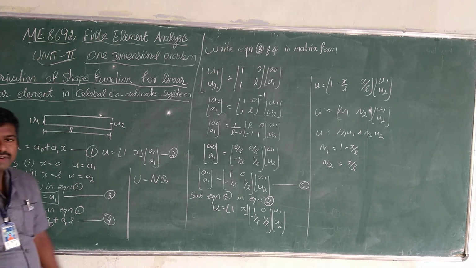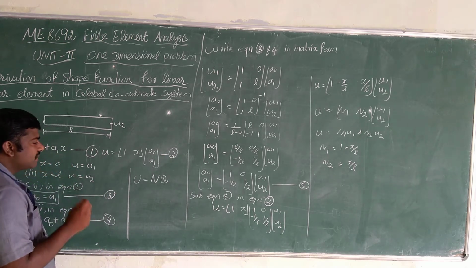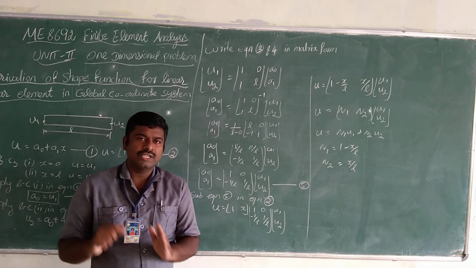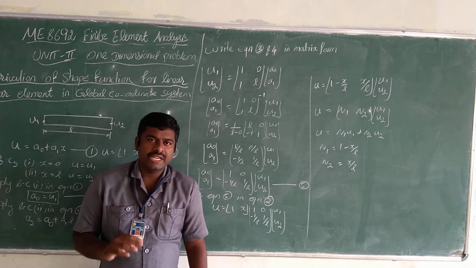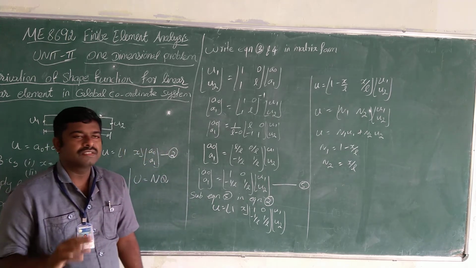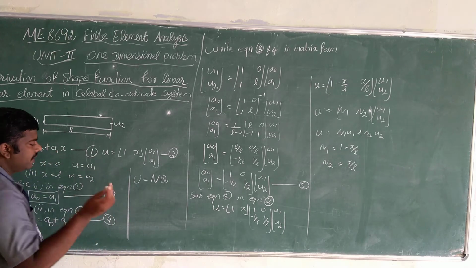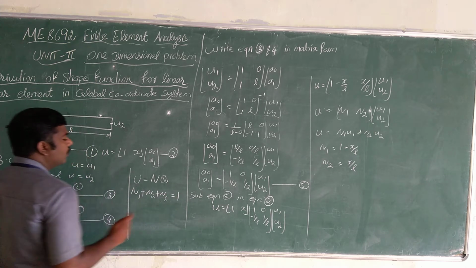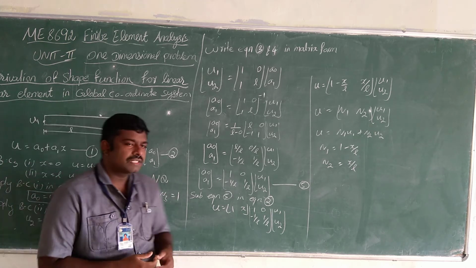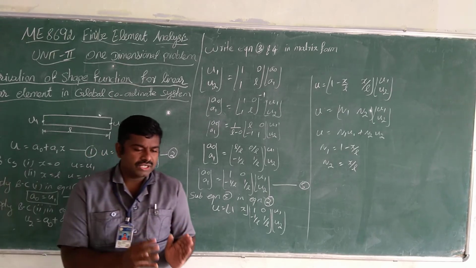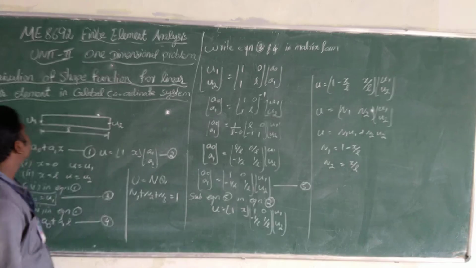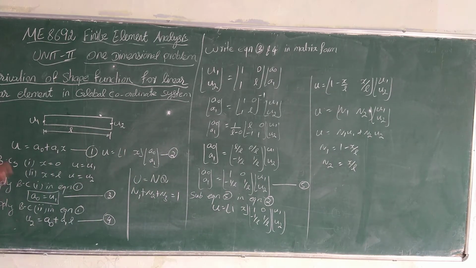The characteristics of shape functions are: the shape function has the value of unity at its own node and 0 at the other nodes. The sum of the values of the shape functions of an element is equal to 1 at any point. That means N1 plus N2 plus N3 equal to 1. So these are the main properties of shape functions, and the shape functions are used to express the geometry or shape of the element.